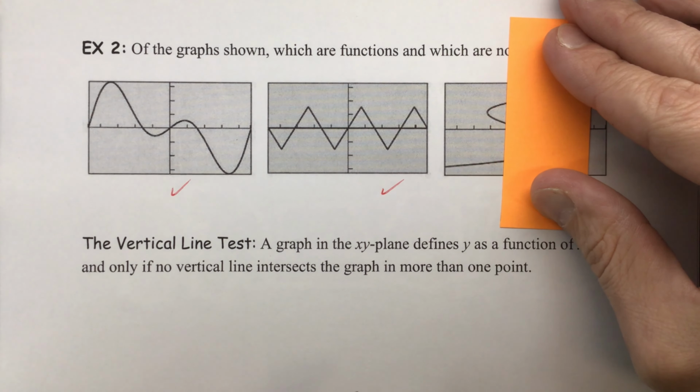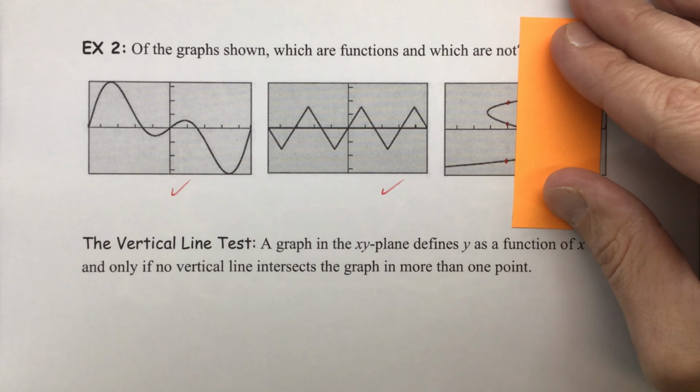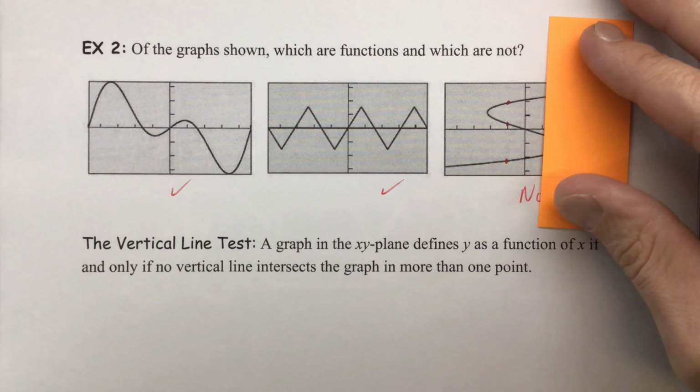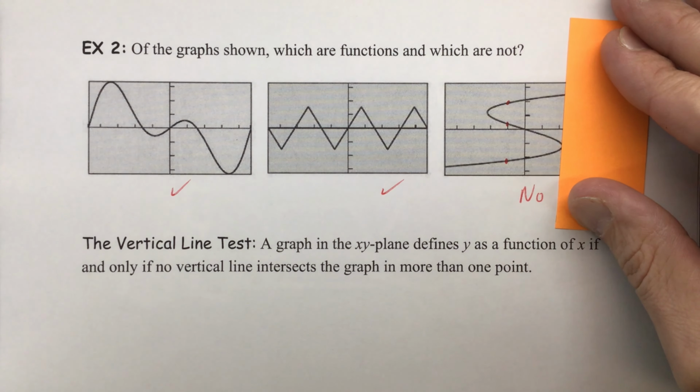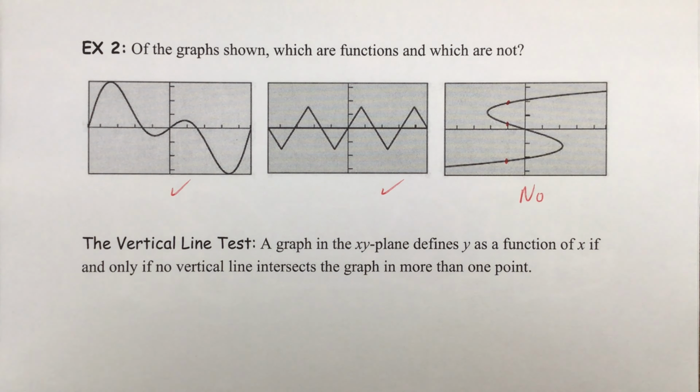And then as you move in this area, you have 3 outputs like what we had at -1. And you continue to have 3 outputs for every input up until you get to here, where you get 2 again, and then everything's good after that. So the vertical line test is a physical way that we can look at the graph to see if we're going to get more than one output for an input.